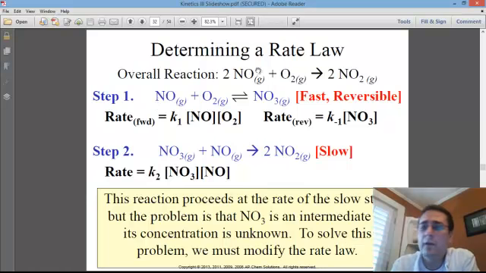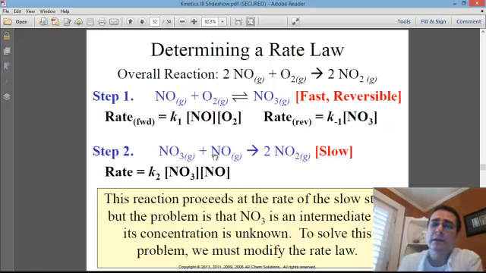So here's our overall equation: NO plus O2 yields 2NO2. And we can break this into two steps. The first step is one nitrogen monoxide colliding with an oxygen. It produces NO3. And then our second step is NO3 produces NO2. Now, it turns out that second step is our slow step.